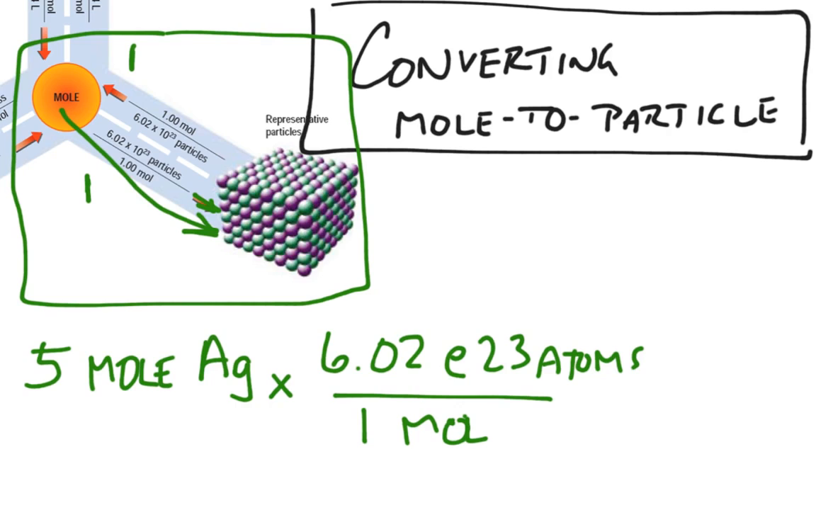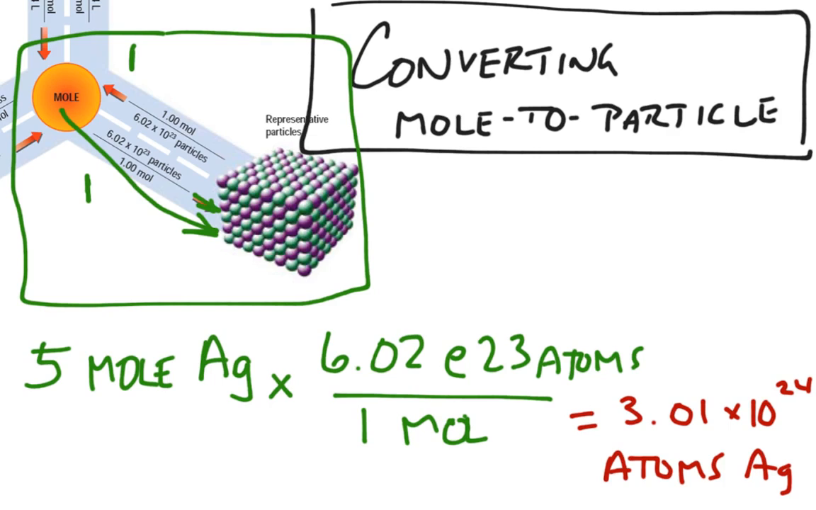The value obtained when you multiply these together is 3.01 times 10 raised to the 24th power. And again, silver, so we're going to have atoms of silver. If I were given atoms of silver to start this problem and asked to find moles, I would simply take the opposite direction, and this fraction would be flipped.